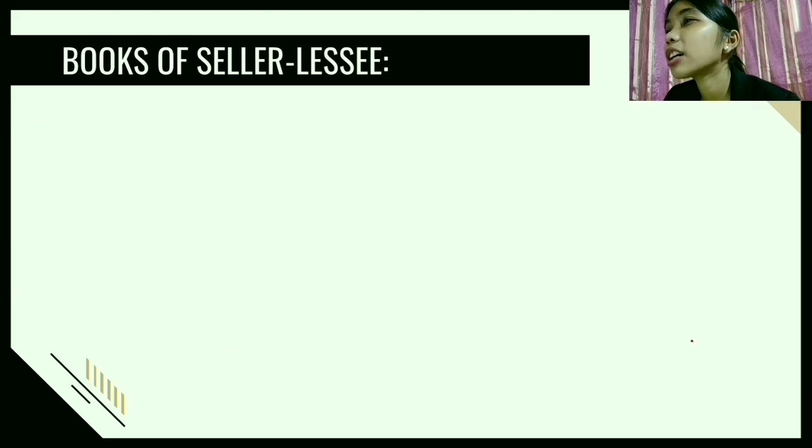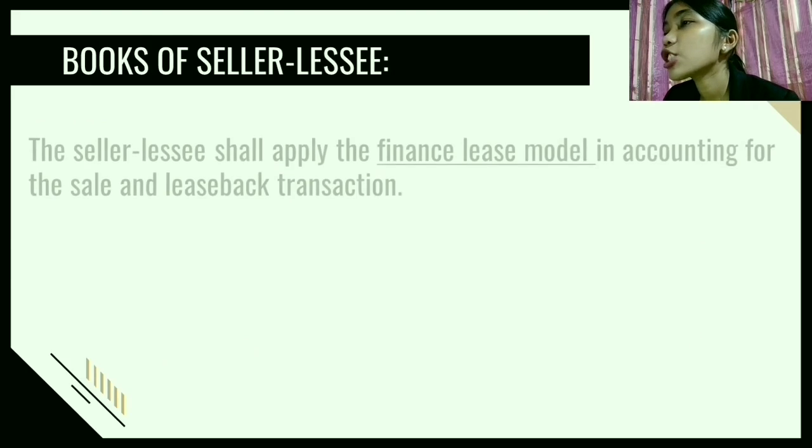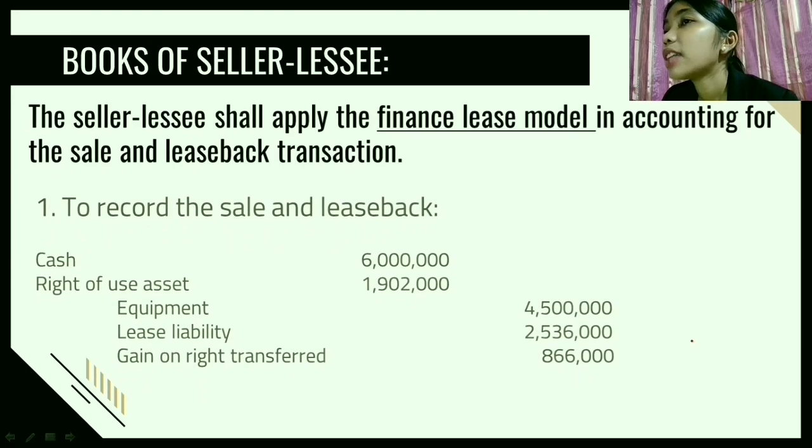To record the sale and leaseback, mag-debit po tayo ng cash, which is 6 million pesos, and debit right of use asset, which is 1,902,000 pesos. Then credit equipment for 4,500,000 pesos. And our lease liability po na nakuha kanina, which is 2,536,000 pesos. And atin yung gain po natin na nakuha kanina to be recognized, which is 866,000 pesos. Take note na kaya po ganito yung ating gain on right transferred because ang atin pong ginamit na model in accounting is the finance lease model.